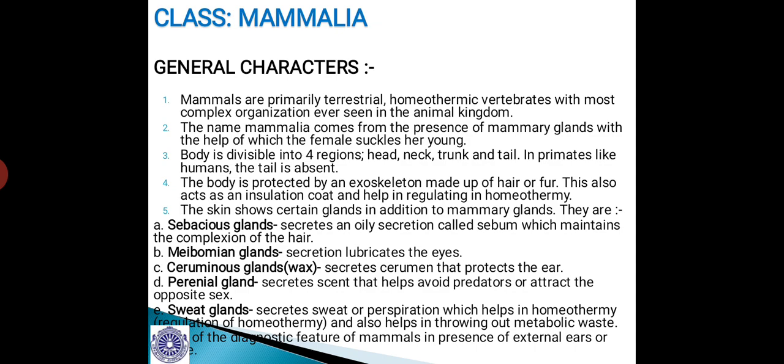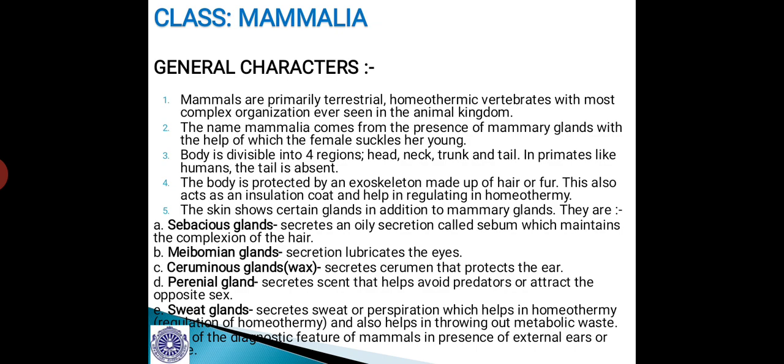Then the next important glands are sweat glands, which secrete the sweat or perspiration, which helps in homeothermy. And the maintenance of this homeothermy is very important, as you know, because we are homeothermic animals or warm-blooded animals, and sweat glands play an important role in maintaining homeothermy. And it also helps in throwing out metabolic waste too.